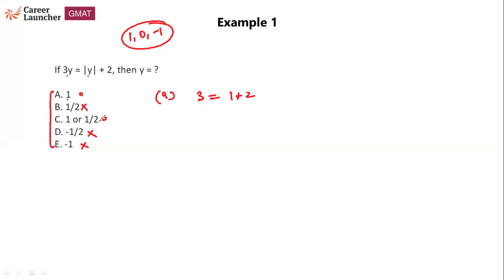Let's substitute now 1 by 2, that is option C. If 1 by 2 is correct, option C is correct. If 1 by 2 is not correct, A will be the correct one here. 3 times 1 by 2, that is 3 by 2. Is it equal to modulus of 1 by 2 plus 2? They are not equal. This is 1.5. This is 2.5. They are not equal. That means option C eliminated, A being the correct.